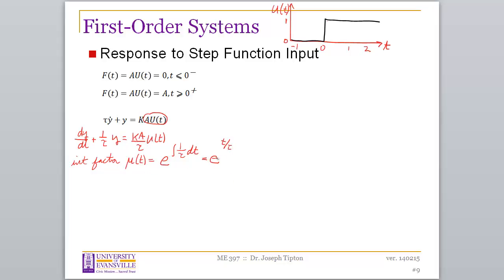Well, to use this, we multiply it by both sides of the equation. We can do that with the rules of algebra. And if we do so, we end up with e raised to the t over tau times dy over dt plus e raised to the t over tau y over tau equals e raised to the t over tau times ka over tau, that should be a, there we go, times my step function.